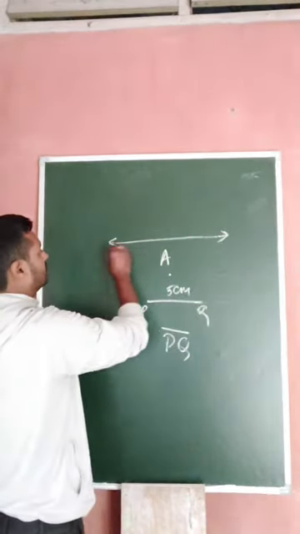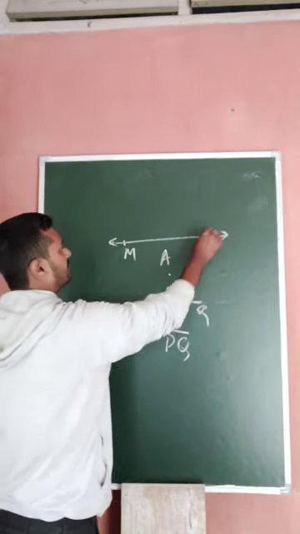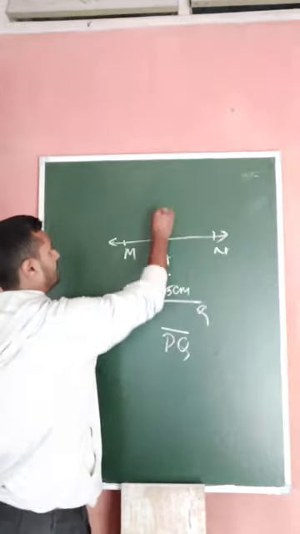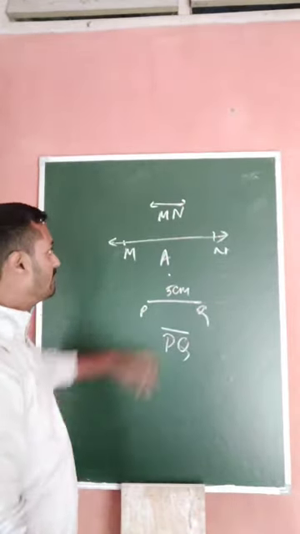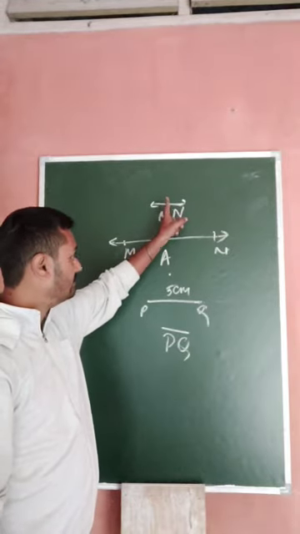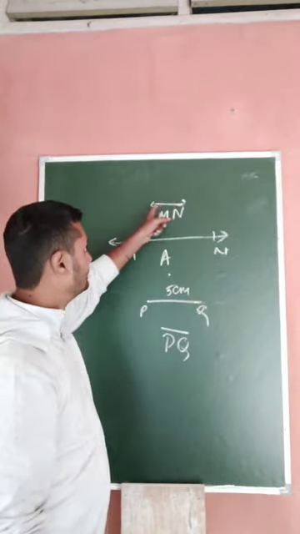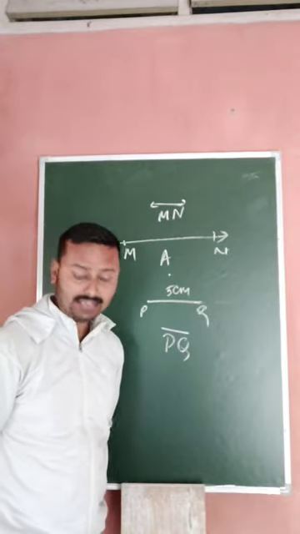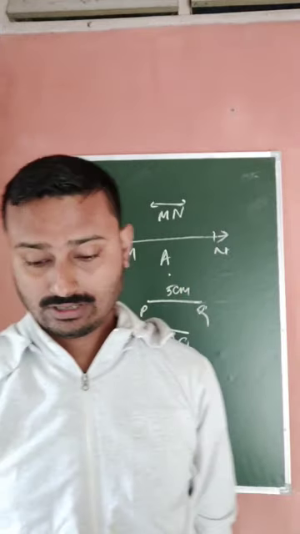Suppose this one is M, and this one is N. That means MN is the line, given with these arrow marks. Arrow mark means this line goes endlessly on the right side as well as endlessly on the left side. So line has no endpoints, and that means you cannot measure a line. Next one is what? Ray.